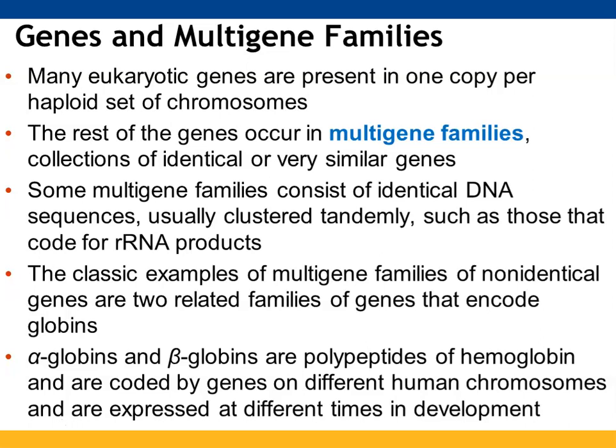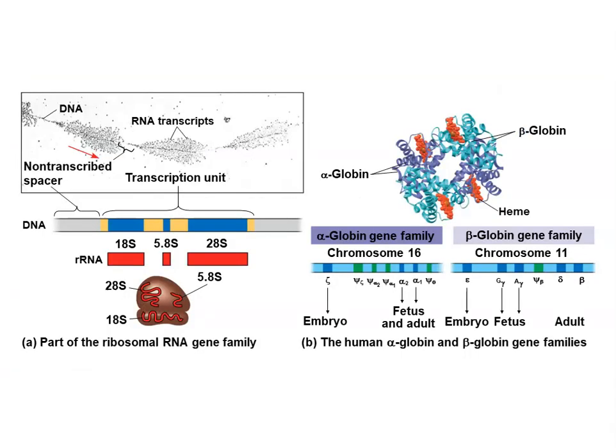We can also see multi-gene families that are related, such as the gene families that code for globins. The alpha globin and the beta globin, which are polypeptides used in hemoglobin, are coded by genes on different human chromosomes, and they are expressed at different times in development. For alpha, you will have a different globin when you are an embryo than when you are a fetus or an adult. With the beta, you'll have a different one when you're an embryo, another when you're a fetus, and another when you're an adult.